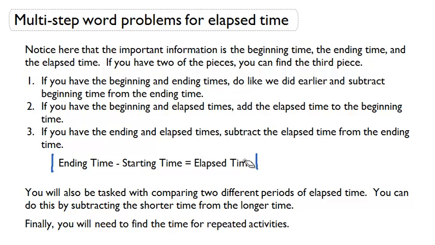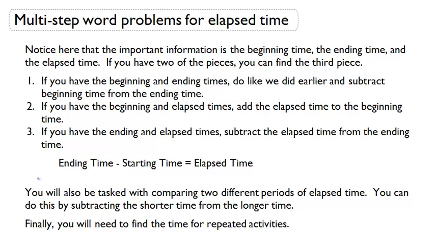The problem is, not always will you have the ending time and the starting time and you can just subtract them to get the elapsed time. Sometimes they will give you something different. Sometimes they'll give you the starting time and the elapsed time, and you'll have to find the ending time. Or sometimes they will give you the elapsed time and the ending time, and you'll have to find the starting time. So, how do we do this?